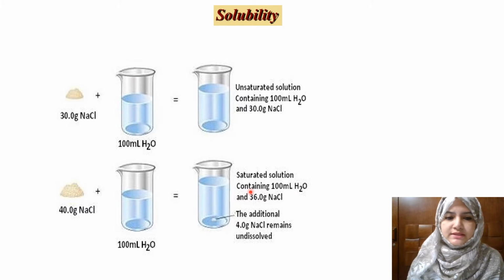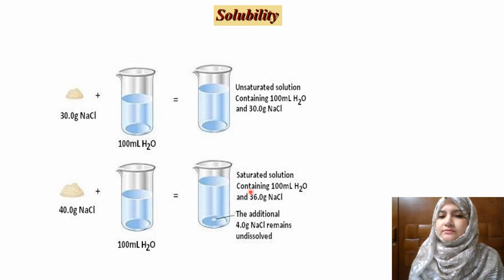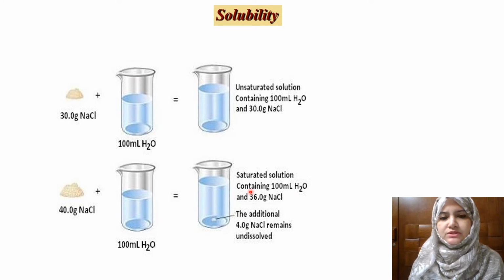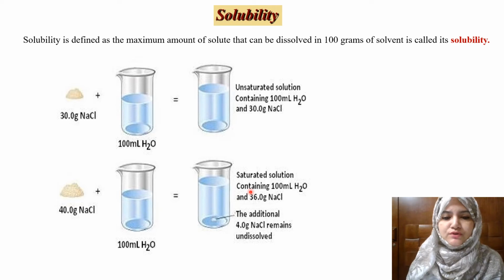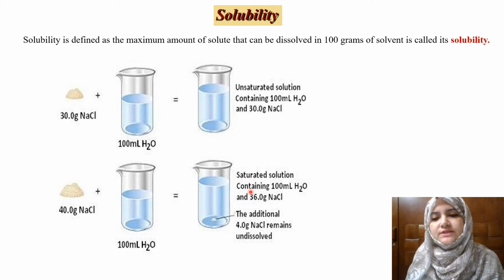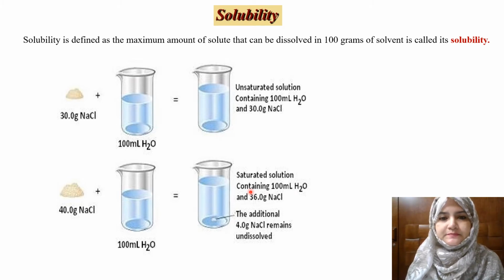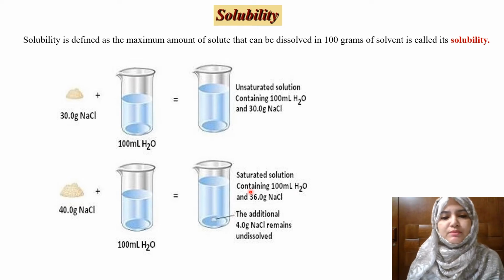So we can say the solubility of sodium chloride in water is 36 grams. And from this concept, solubility is defined as the maximum amount of solute that can be dissolved in 100 grams of any solvent. That means solubility is the maximum amount of solute that can be dissolved in 100 grams of solvent.